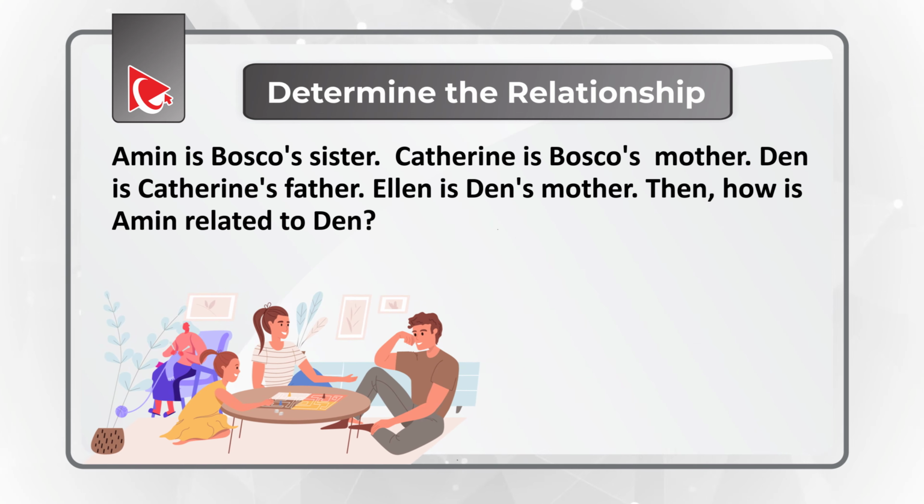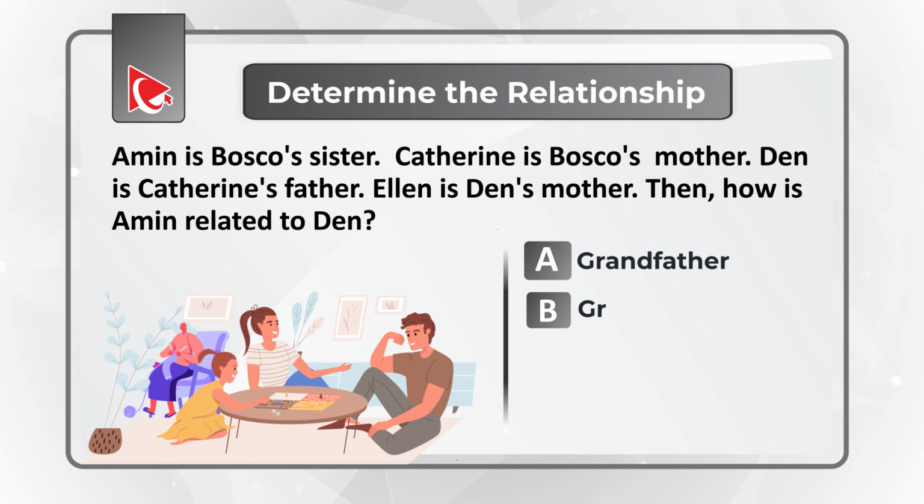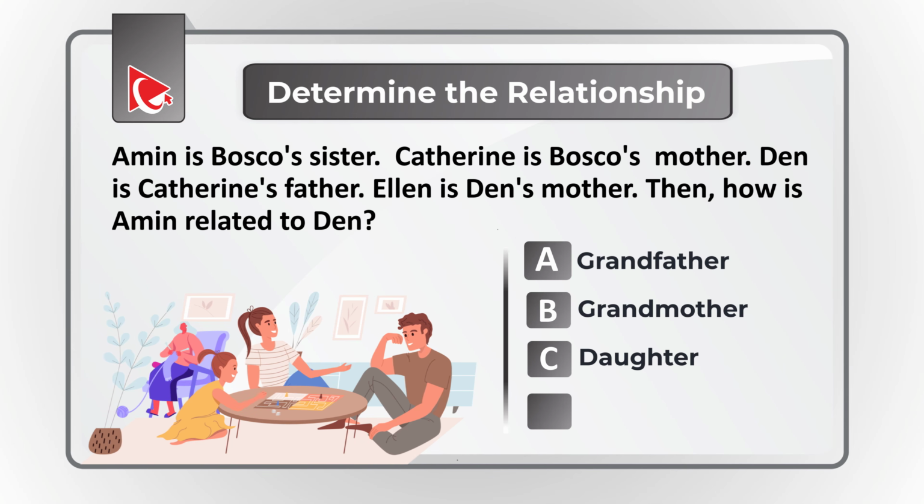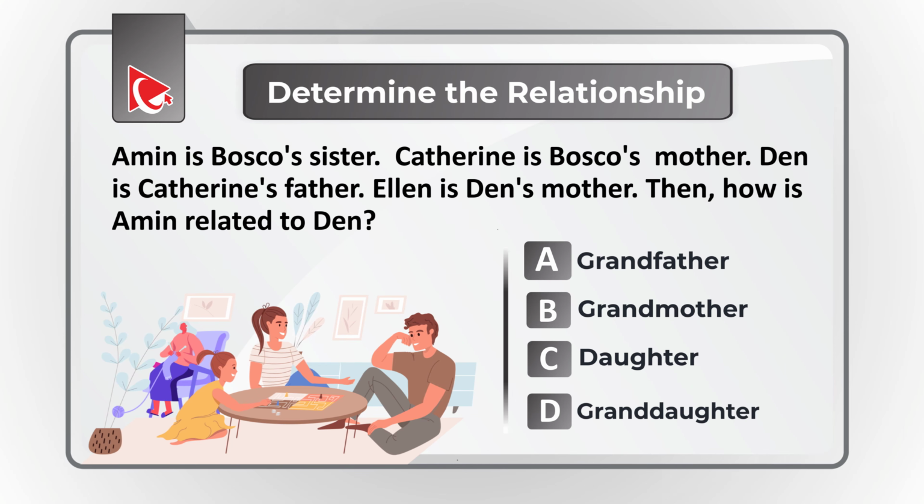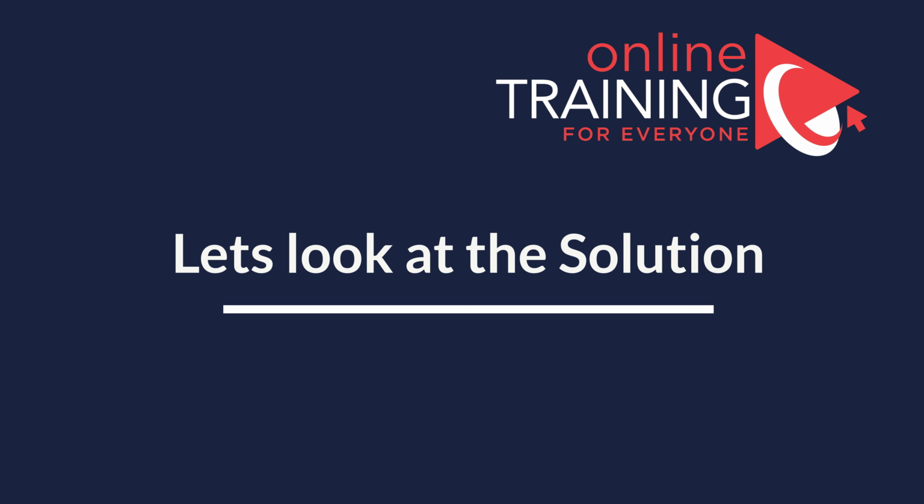And you have 4 different choices. Choice A, grandfather. Choice B, grandmother. Choice C, daughter. And choice D, granddaughter. Give yourself a little bit of time to see if you can navigate this puzzle and get to the correct solution. Ready or not, I am going to move forward, reveal the answer to you, and explain how I got to the solution.